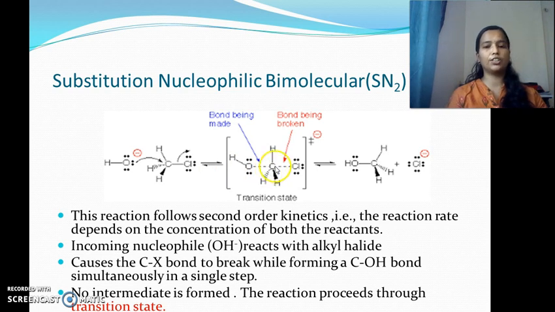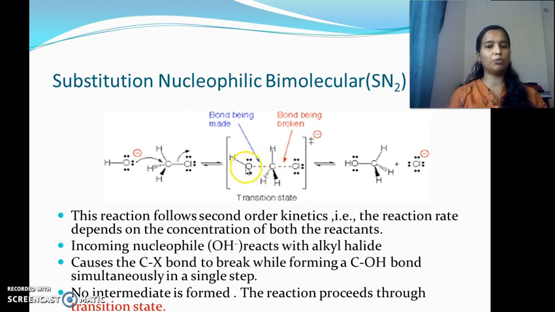That is, in the transition state, the alkyl carbon atom is partially forming a bond with the nucleophile, as well as the carbon halogen bond is partially broken. So this is the transition state, and this transition state is highly unstable because the carbon atom is attached to 5 atoms or groups at a time. Whereas carbon is only tetravalent, it can hold only 4 atoms or groups at a time.